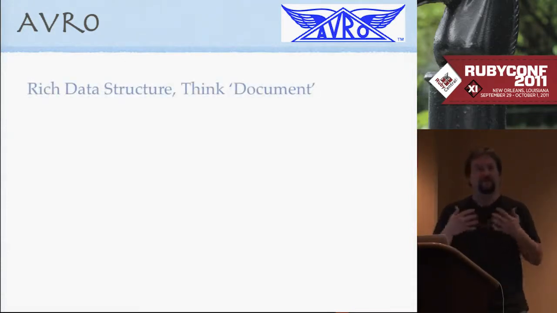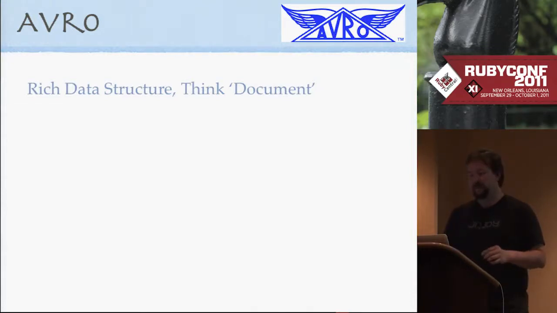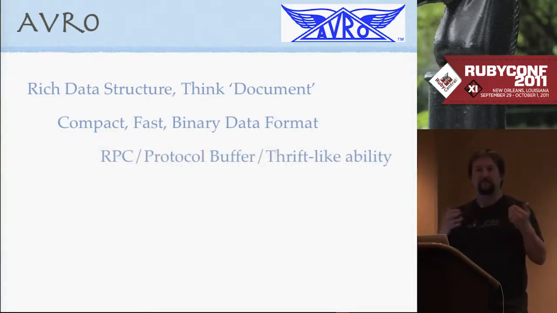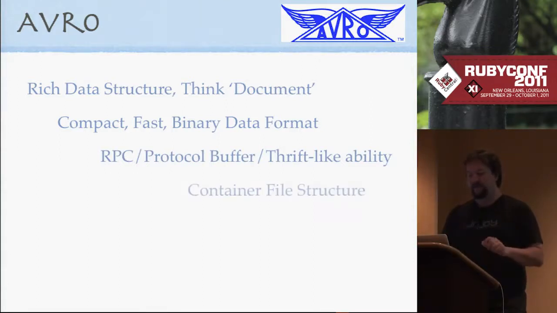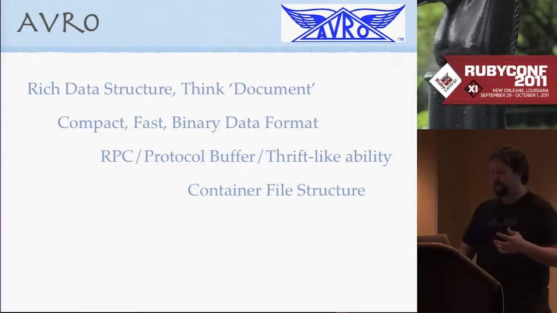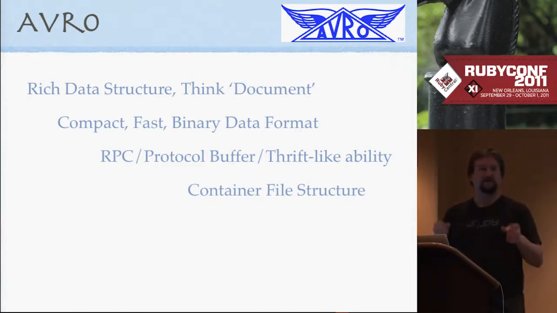I actually like this as a container file format. Avro itself is not a Hadoop project, but it's an Apache project. You have a very rich data structure document. It is sort of JSON based, and it's a binary format that's very compact. It also has Protocol Buffers, Thrift-like network ability. But the thing that I really like about it is it actually has a container file structure. So you're able to write your records into an Avro file in a very compact format.